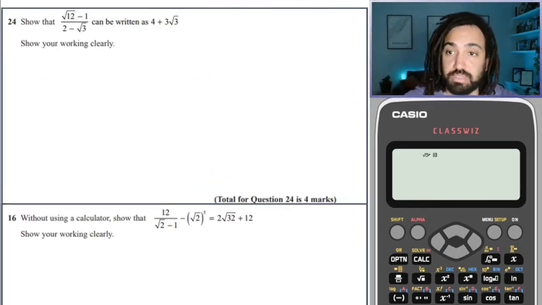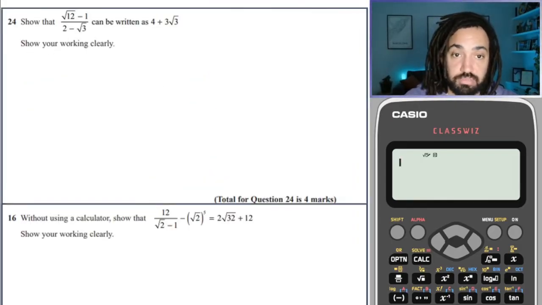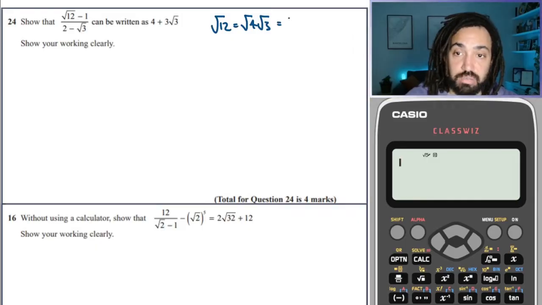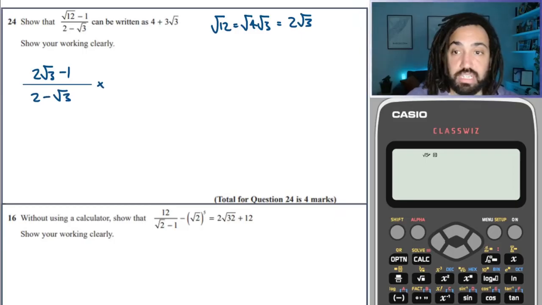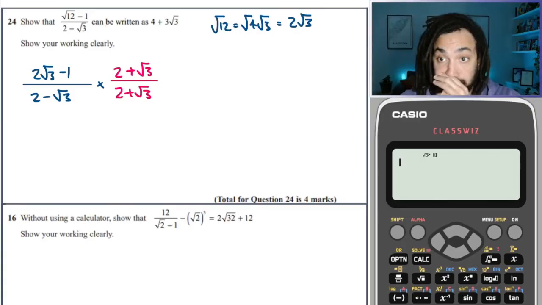Okay, this is an absolute monster video. Root 12 is the same as root 4 root 3, which is 2 root 3. So we can say 2 root 3 minus 1 over 2 minus root 3 needs to be rationalised, so we're going to times top and bottom by the denominator, but with the sign switched, like so.